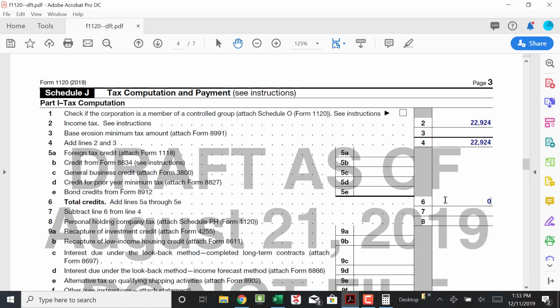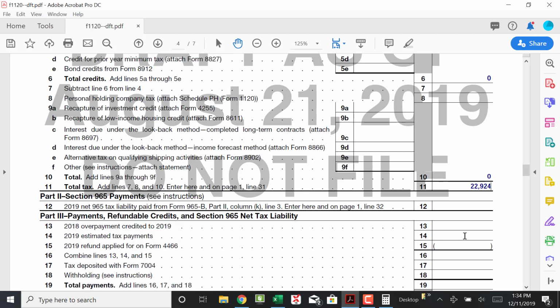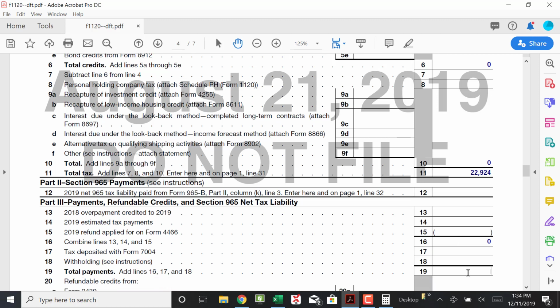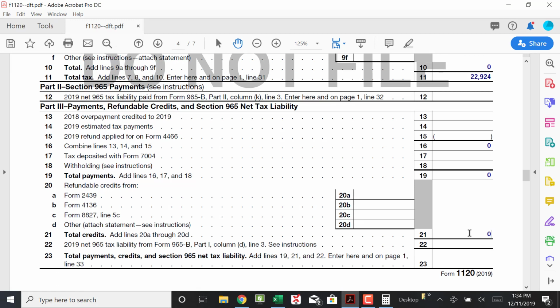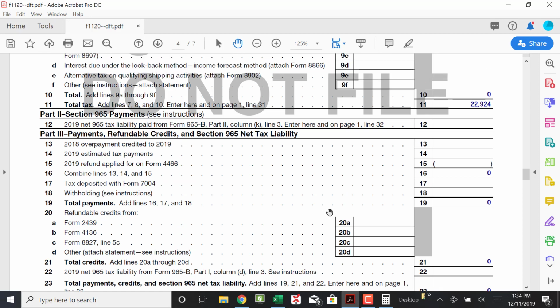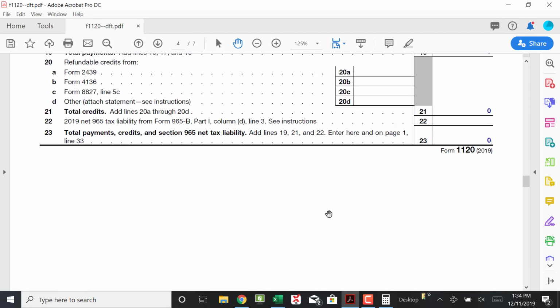No credits. So the total here, also additional taxes is 0. Total tax, that 22,924. The payments, there were no payments. So this is just going to be zeros in the total lines. Total credits was 0. Total payments, 0. All right, so that's it for the taxes and the payments. We're just making sure to fill in all those total lines and subtotals.